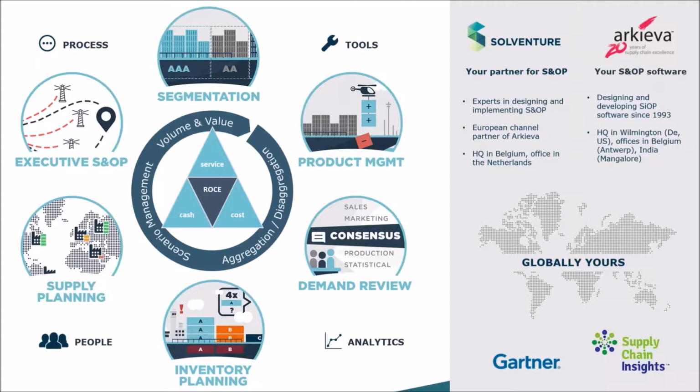So we are using a tool which is called Arqiva. As you see here on the right, Arqiva is an American software. We are their channel partner into Europe. So basically, when projects start from Europe, we are in the lead for the project. Arqiva is listed by Gartner in the Magic Quadrants of S&OP, both the systems of record and the systems of differentiation. So it means it has both a very good basic capability as well as good differentiation or advanced capabilities.